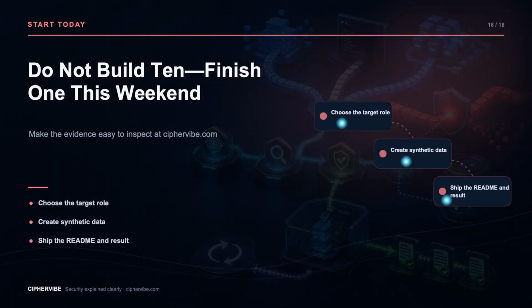Your next action is simple. Pick the job family first. Choose one project from this list. Create synthetic data, define the scope, and ship the evidence package before adding another tool.